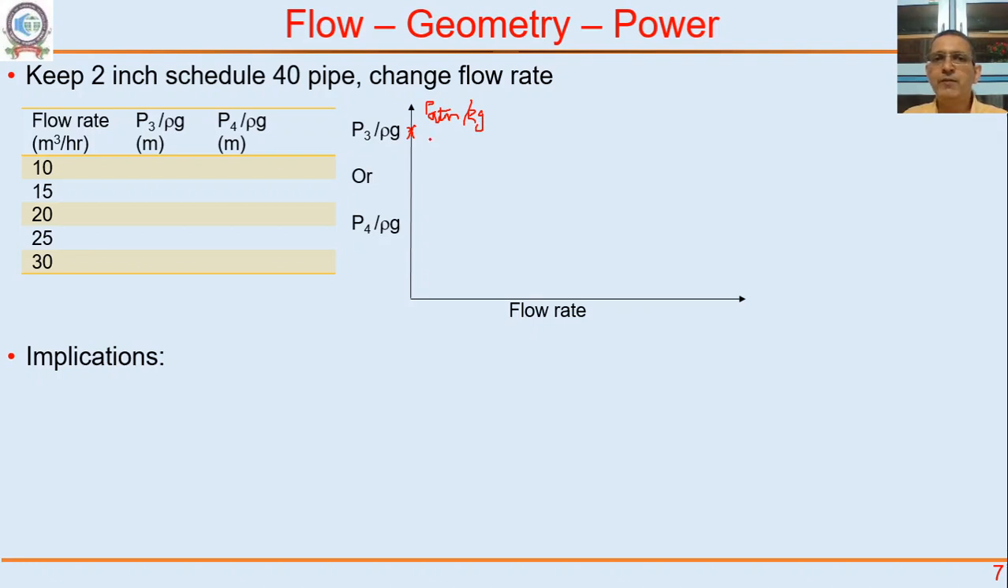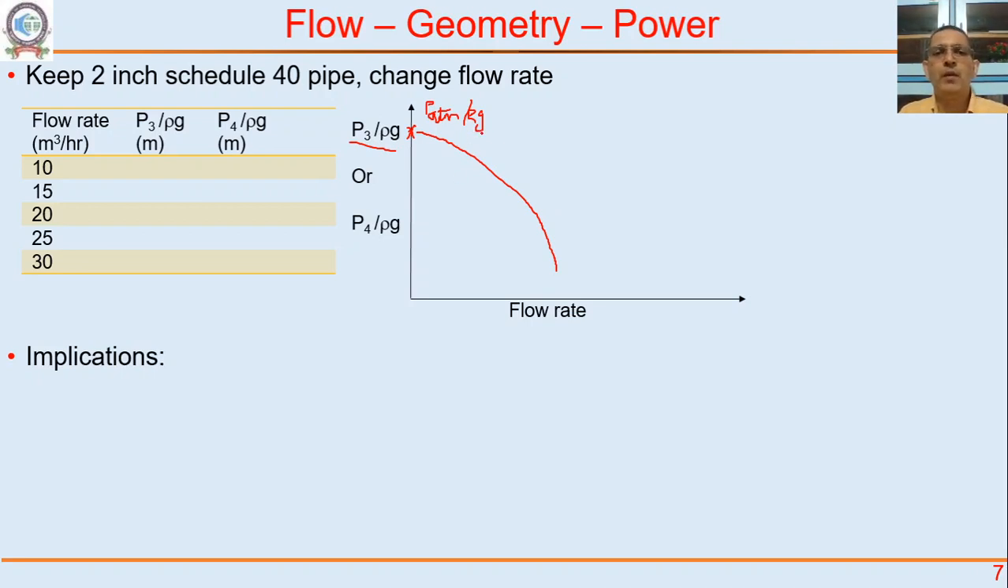And as you increase the flow rate, the head loss increases. This will go down. Okay, we are only plotting P3 right now. P4, same way. P4 will keep on increasing from 10 meters as we keep on increasing the flow rate.